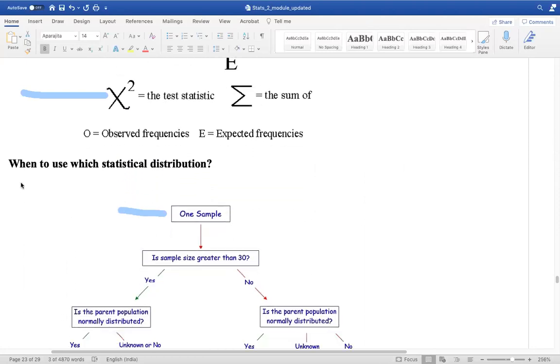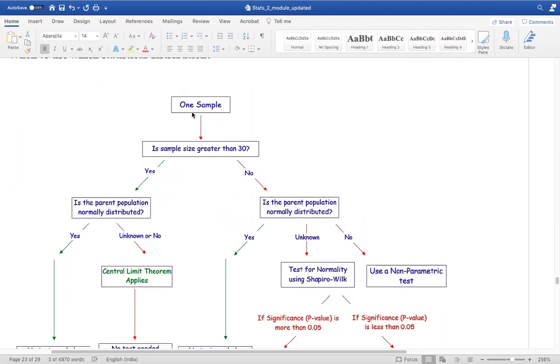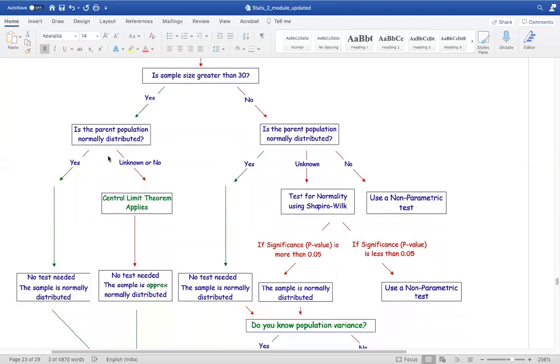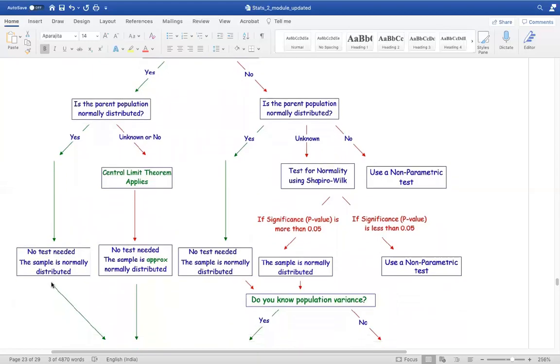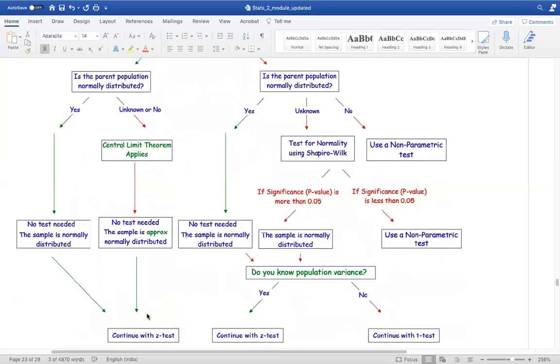So for example, when to use which statistical distribution? If we have one sample, and the sample size is greater than 30, you can check whether the parent population is normally distributed. If the population is normally distributed, then no test is needed. The sample is normally distributed. Then you can go with the continuous Z value.